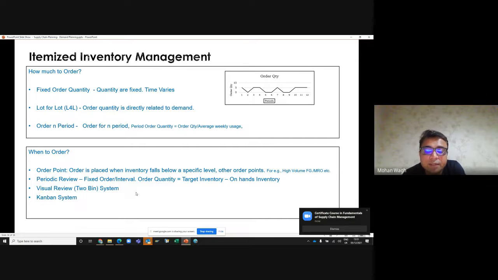And it varies how much to order. If you are expecting some guests tomorrow, even though we have the inventory, we know some guests are coming, probably we go and buy an additional amount of milk. Periodic review, so like fixed, just order.